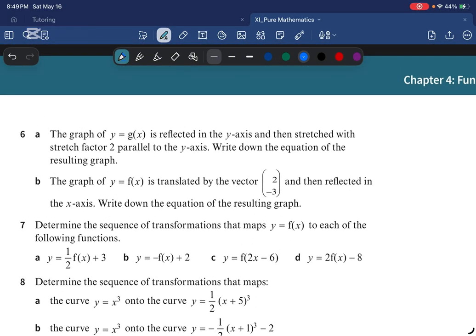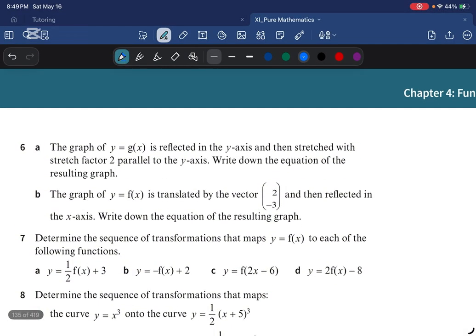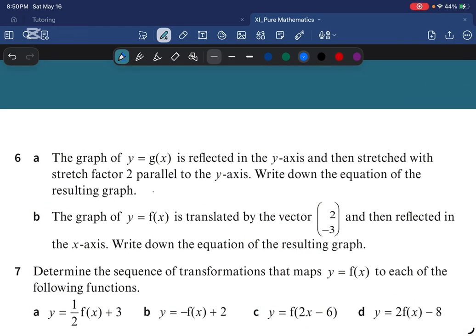6. The graph of y is equal to g of x is reflected in the y-axis and then stretched with a stretch factor of 2 parallel to the y-axis. Write down the equation of the resulting graph. So I have g of x, and then it's reflected in the y-axis. That means g of minus x, right? Reflected in the y-axis, done. And then stretched with a stretch factor of 2 parallel to the y-axis. So that means 2g of minus x. That is what they want.